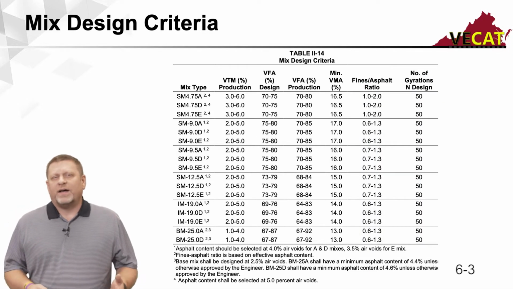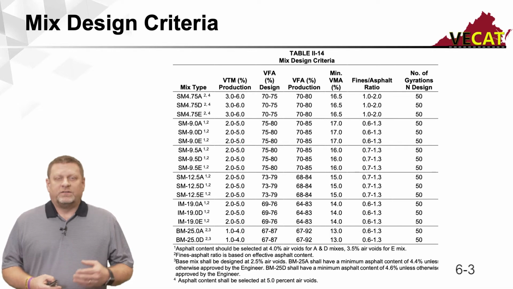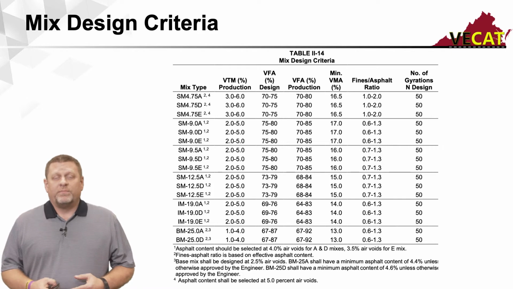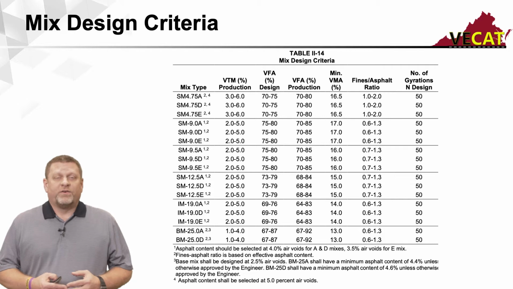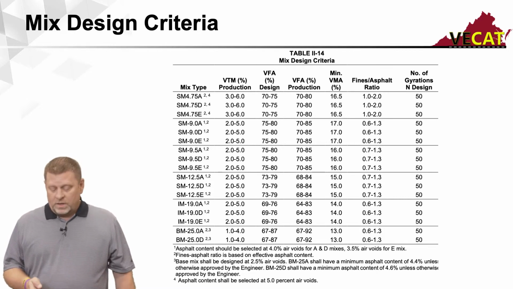Here's a table you can find in Section 211 of the Road and Bridge Specifications. I won't go into detail and read this to you, but basically it gives you the design parameters and production parameters for our mixes, whether it be volumetrics, VTM, VFA, VMA, with different ranges based on different mix types. You've got an SM 4.75, which is our finest mix, all the way down to the BM 25, which is our base mix. So all these parameters can be found on this table, which is also found in Section 211 of the Road and Bridge Specifications.